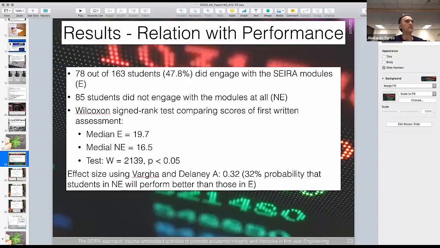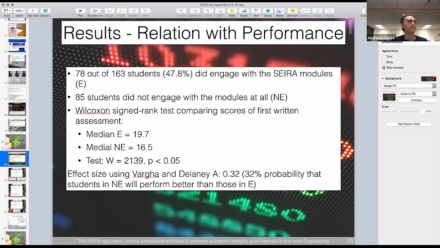And as you can see, 78 of the 163 students, 47.8%, did engage with any of the SEIRA modules, whereas 52% of the students in the course did not engage. So it's almost like a 50-50 split. This is by no means a controlled study. We just let the students choose. So you can imagine that those students that are more likely to engage with all the resources are definitely in the first category, whereas the students that tend to ignore some of the resources are in the second one.